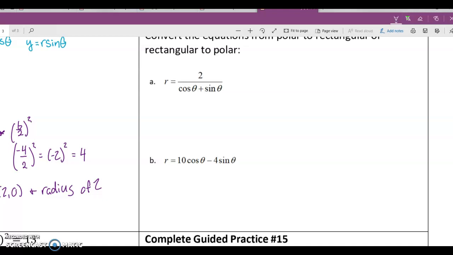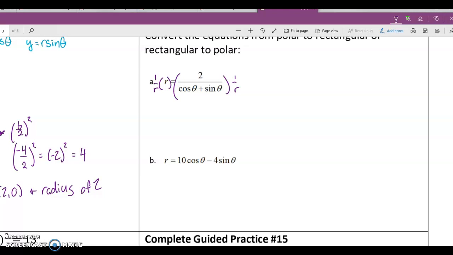So this first one here, you'll notice again that we have r by itself, and then we have cosine theta and sine theta. It'd be really handy if we could either get this as an r squared, or if we could get this to have an r in front of it. So what I'm going to do is multiply both sides by 1 over r.